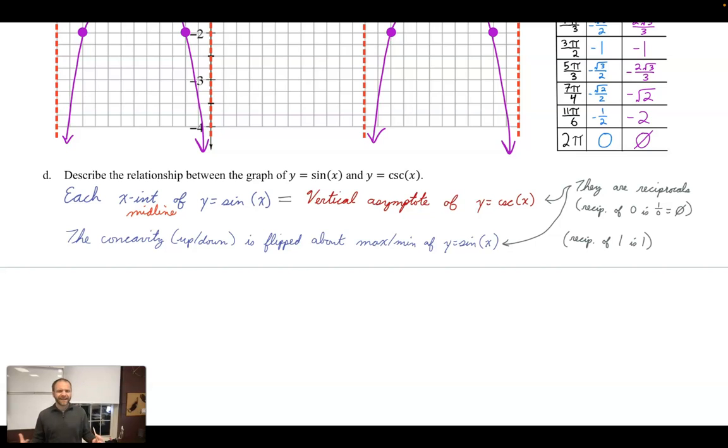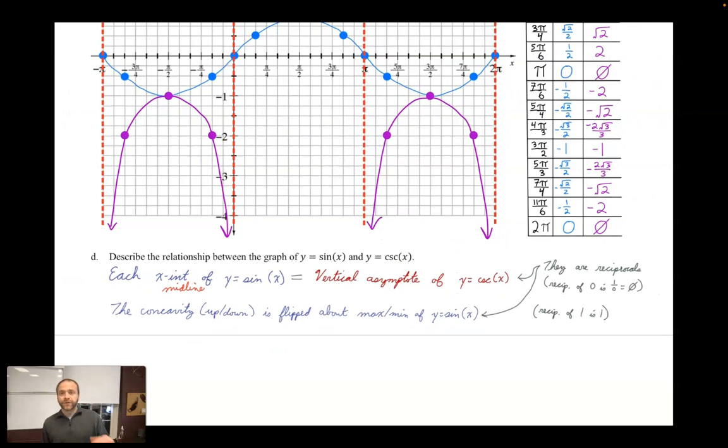And then you have this concavity, just think opening up and opening down. It's flipped about those maximum or minimum points. And that's because the reciprocal of 1 is 1, and the reciprocal of negative 1 is negative 1. So really this is even the order that you're going to graph it. You're going to first find where the graph crosses the midline, draw all the asymptotes, and then take the maxes and mins of your sine graph and flip them. And that's going to give you the graph of cosecant of x.